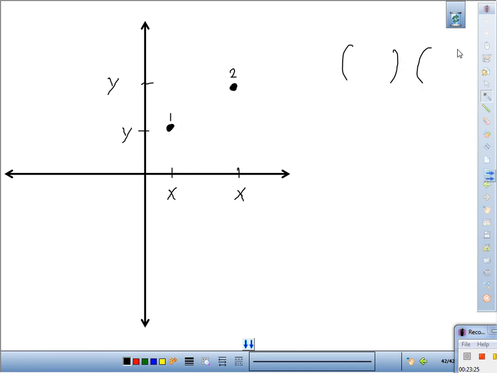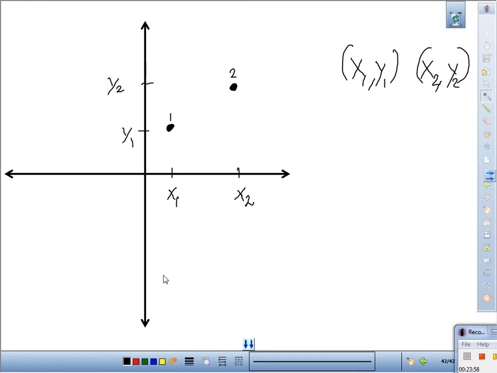However, if I were to write both coordinates side by side, we would have x, y, x, y. That would be confusing. So in mathematics, when we see that there's two different points, to differentiate we use the number that was assigned to the point. So this would be x sub 1, y sub 1. Which means this is what? x sub 2, y sub 2. Everyone understand so far? All right. So now that we have the labels down, this would be x sub 1, y sub 1, x sub 2, y sub 2.